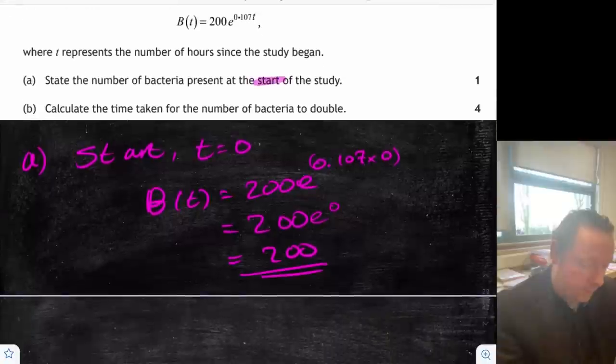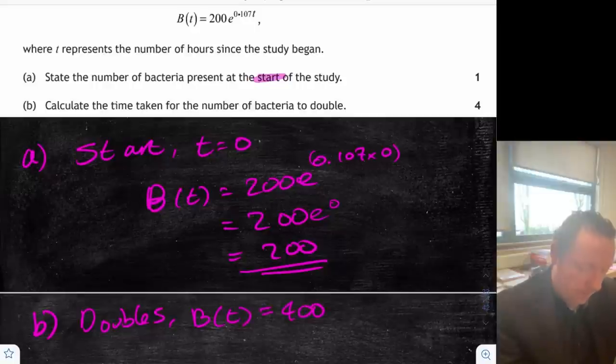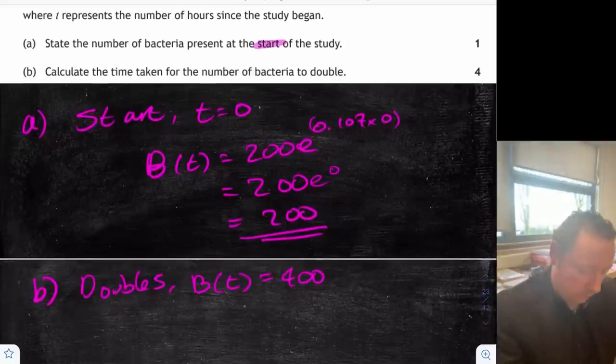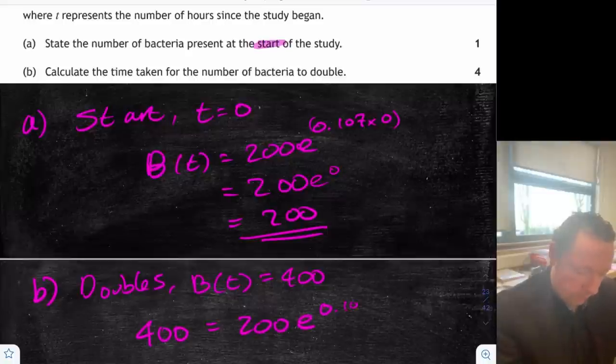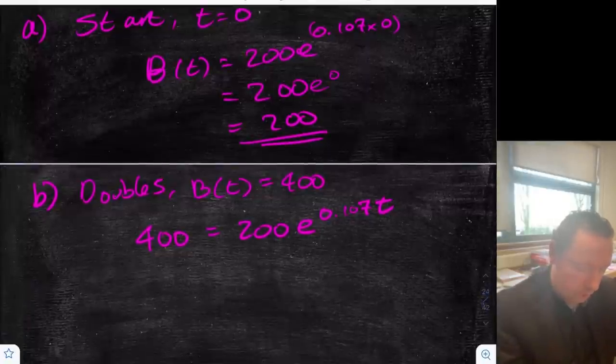Calculate the time taken for the bacteria to double for part B. So if it doubles, that means B of t becomes 400. So I can write 400 equals 200 e to the 0.107t, which was our equation, and we need to solve that. So I'll divide by 200. 400 divided by 200 is 2, which is what you should get, equals e to the 0.107t.